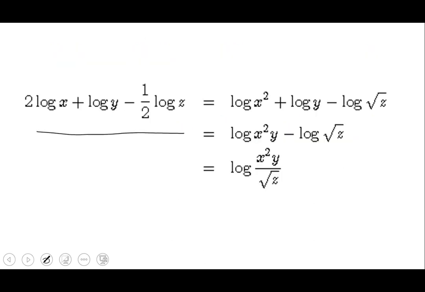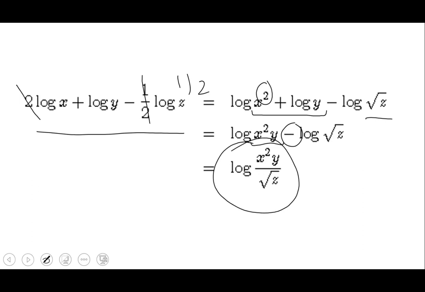So here's our starting problem. We're going to move all the numbers from the front up to the exponent. So this 2 moves up to an exponent. This 1/2 moves up to an exponent. And when we are condensing, we tend to write our 1/2 as square roots. Notice that the first 2 terms from left to right are being added, which means we're going to turn that into a product. And then finally, we're going to take this subtraction and turn it into a big old division.